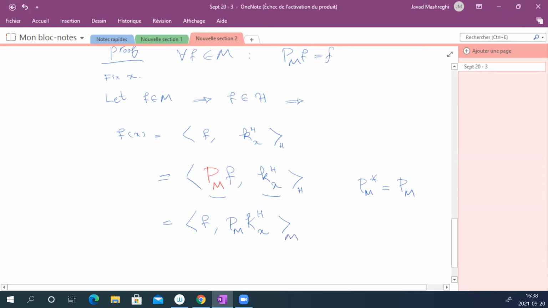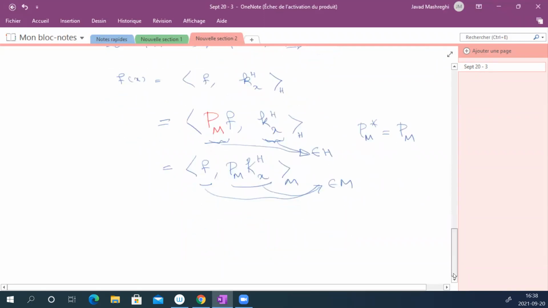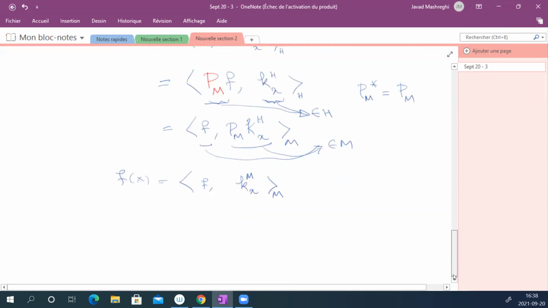Now we are in the space M because in the previous case, both elements were in H, even though one of them was indeed in M, but both were in H, that's correct. Now with moving PM on the other side, both are in M. That is why I can write the inner product in M. And that's the end of the story, because F of X is also equal to the inner product of F with Kx M in M. And the kernel is unique.